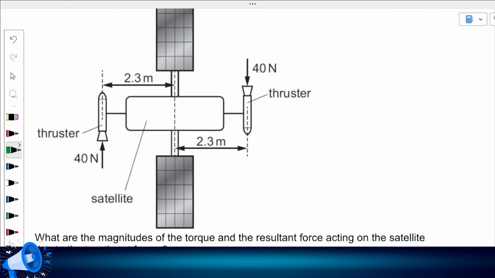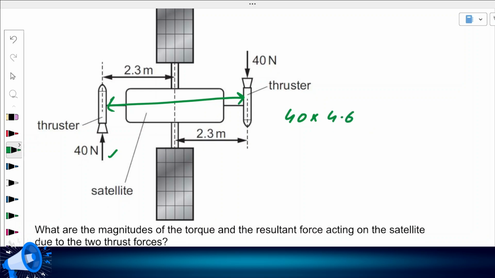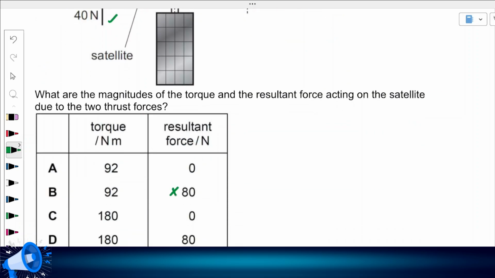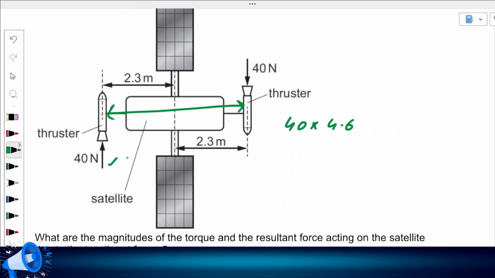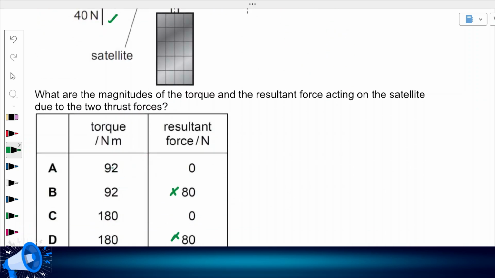Okay, so we need to find the magnitude of the torque and the resultant force. One force is upward, the other same force is downward, resultant force is 0. I'm going to find the torque, which in this case would be the torque produced by the couple of forces, which is equal to the force times the perpendicular distance between the two forces, which is twice of 2.3, which is 4.6. So 0 resultant, and 40 times 4.6 cannot be 92. So C should be the option.